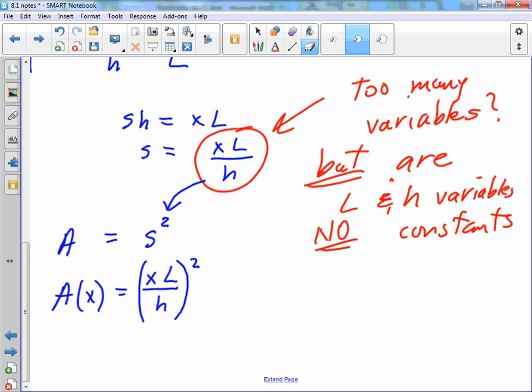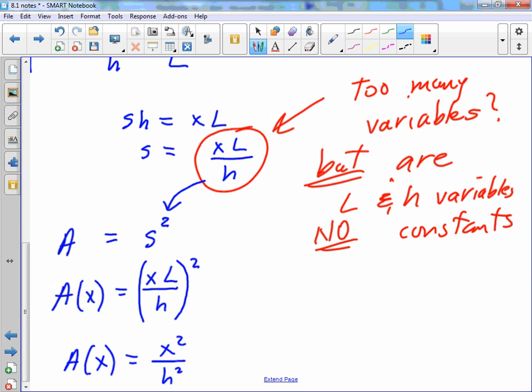So the area with respect to X equals X big L over H quantity squared. So let's square those and recall then that we need to go X squared over H squared times L squared.